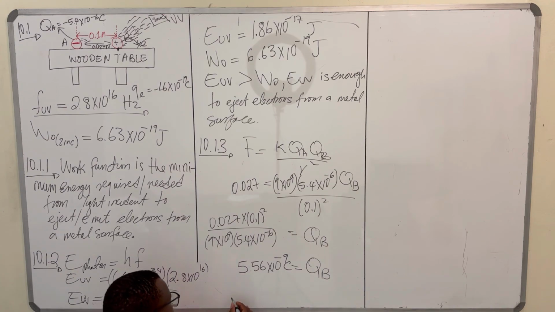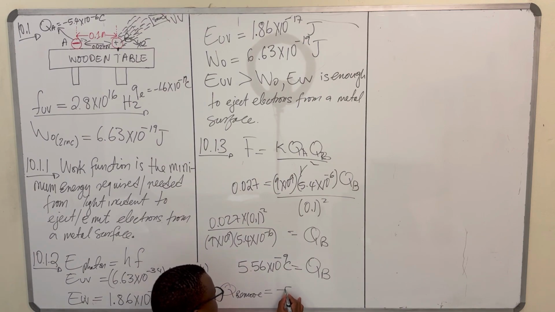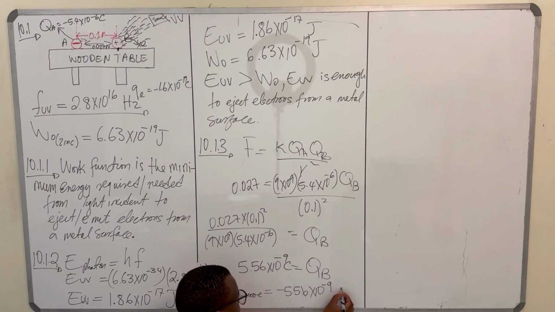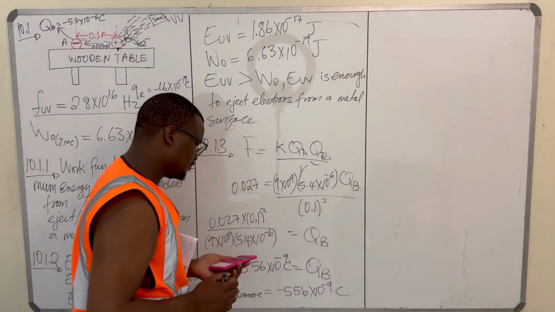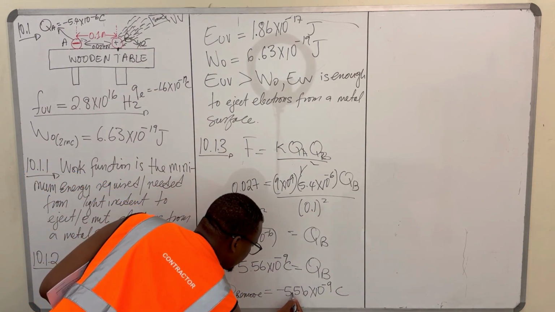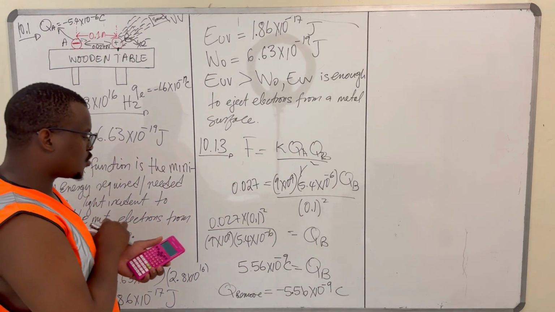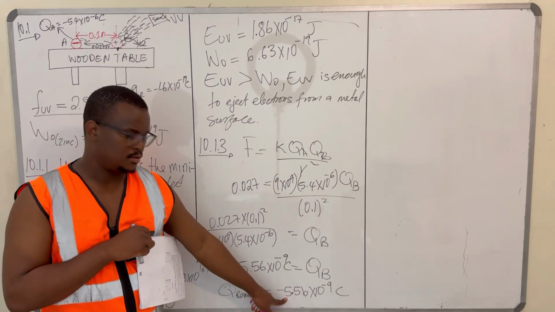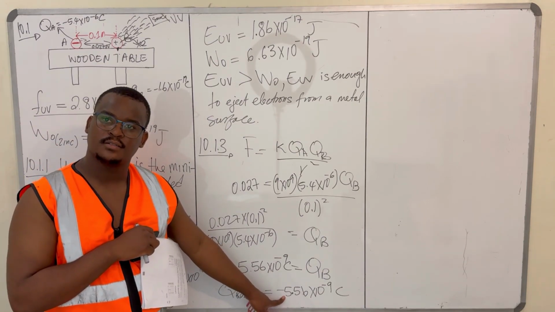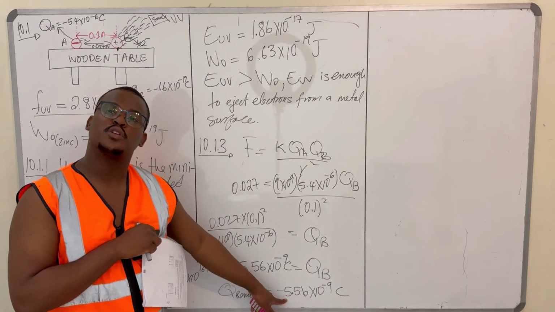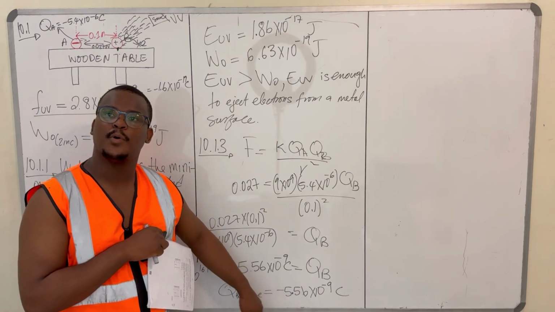Which means the removed charge due to those electrons is equal to -5.56 times 10 to the -9 Coulomb. This is the removed charge. Then the next question is, how many electrons were removed that are responsible for this amount of charge?